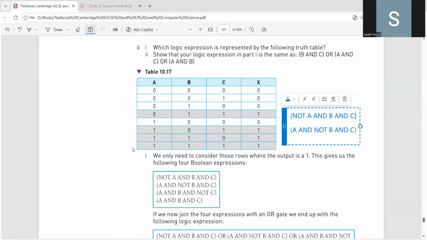A and not B and C. This is the representation of this one. And then let's move to the next one. This is your A is 1, B is 1, C is 0. So what will I write? A and B and not C. This is my third bracket. A and B and not C. Either you write this or you write this. They both mean the same.